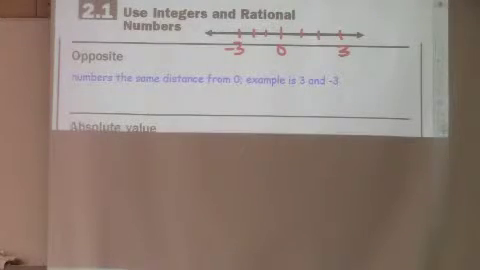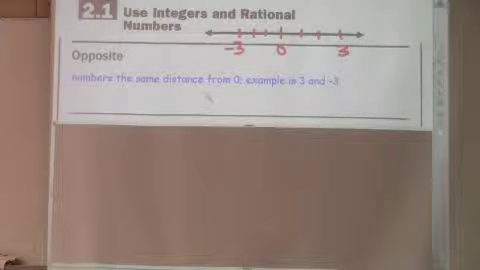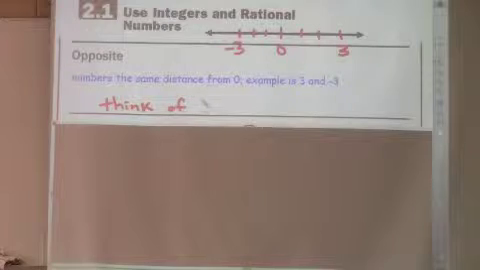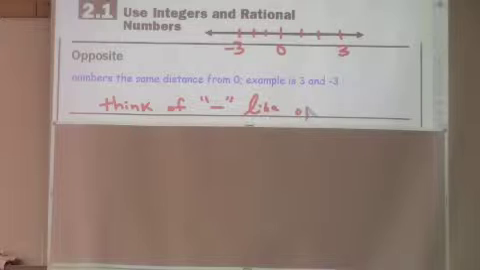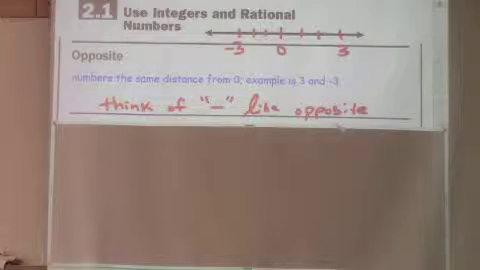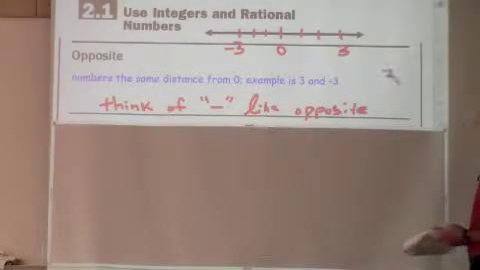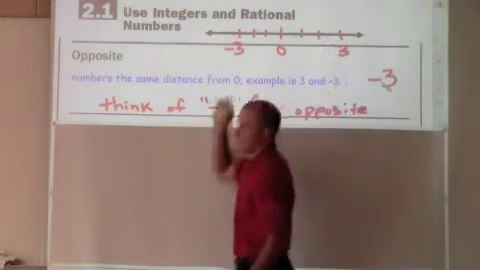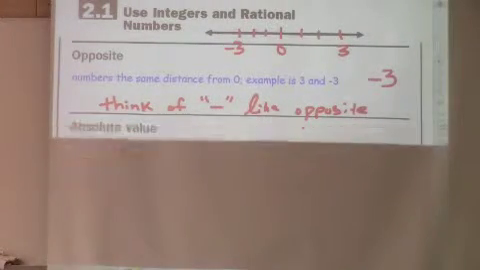Okay, now before we go to absolute value, one way that we can think about opposite is we can think about it like the negative symbol. Think of negative symbol like opposite. I mean, here's 3. Negative 3 is just like the opposite of positive 3. So seeing that negative symbol is really just like saying find the opposite of something.